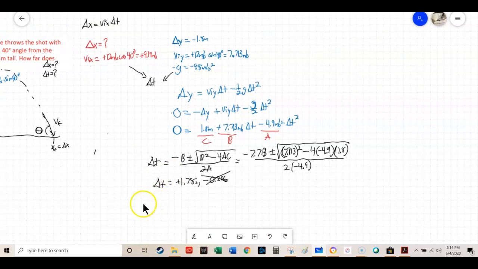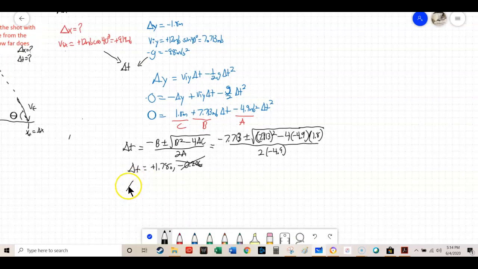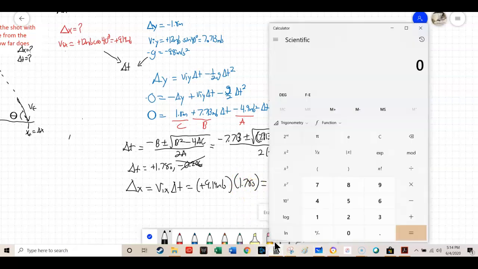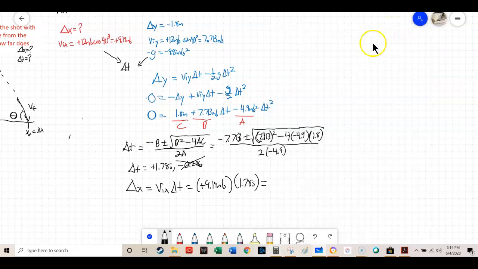We're going to have to go ahead and put in how far it went, okay? So delta x is going to be equal to Vix delta t, and Vix we worked out to be positive 9.19 meters per second, and delta t is 1.78 seconds. And let's do our calculator here. 9.19 times 1.78. 16.36. So this is going to work out to be 16.36 meters. And that's how far it went in the x direction. And that's what they asked us to solve.